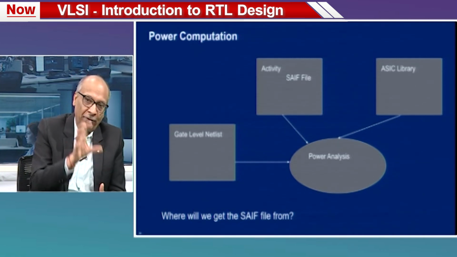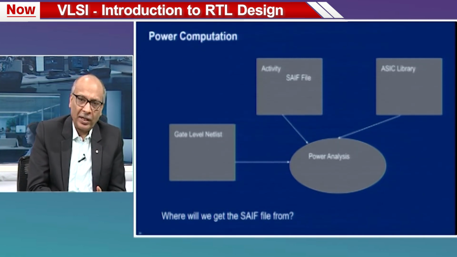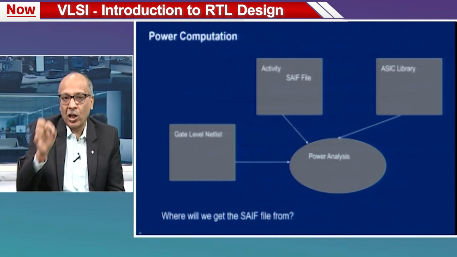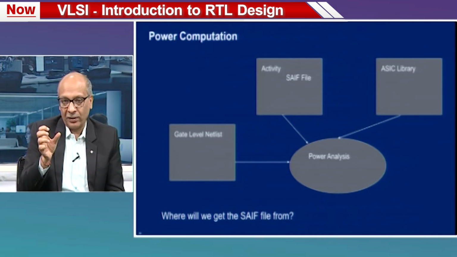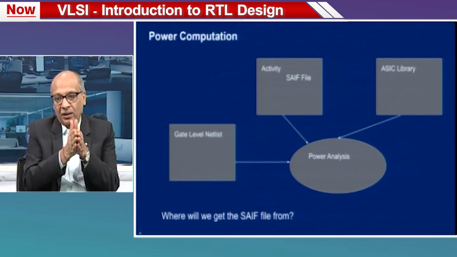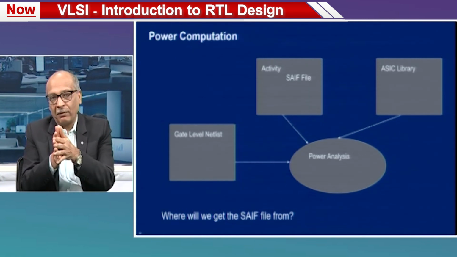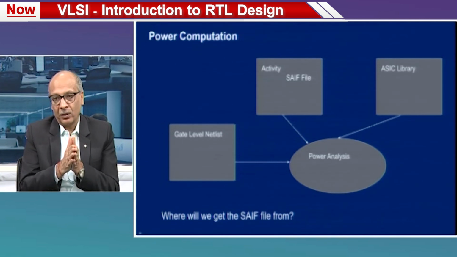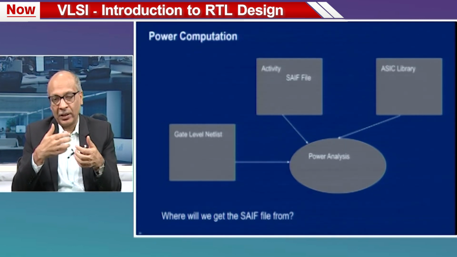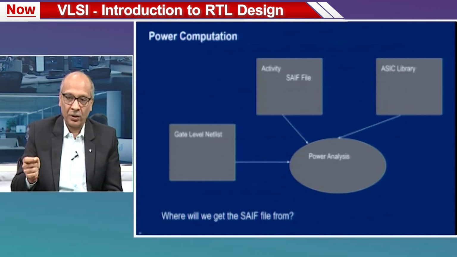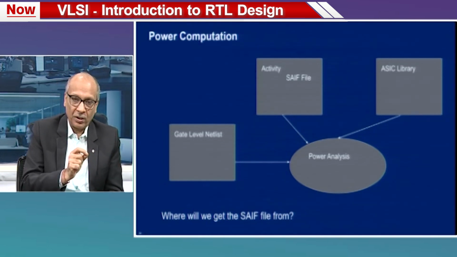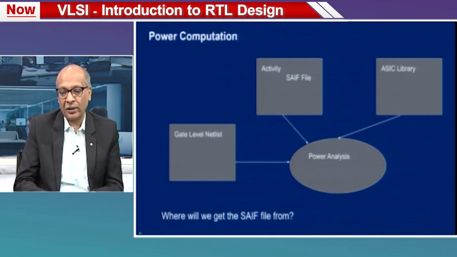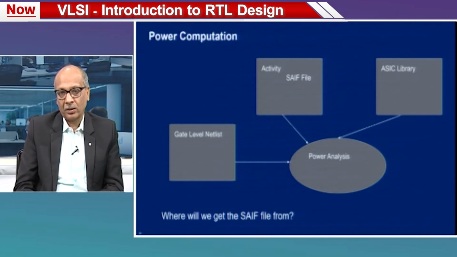So, basically this file contains information as to which design node changed how often, right, because it is very important. The number of changes decides the switching power as well as the internal power, the short circuit power. So, it is very important to get the switching activity, that is, how many times did each node change. Now, the question is, how will we get that information? How many times did each node change?